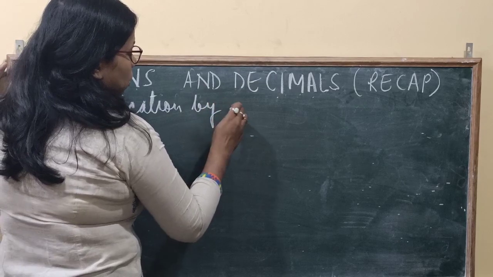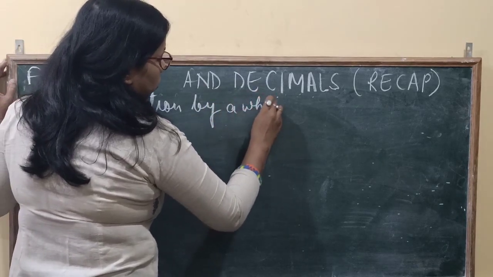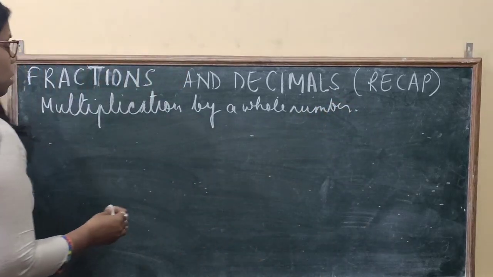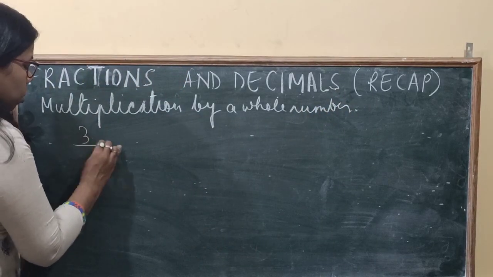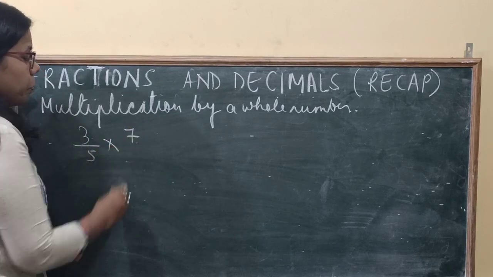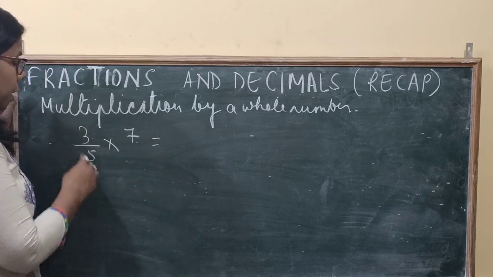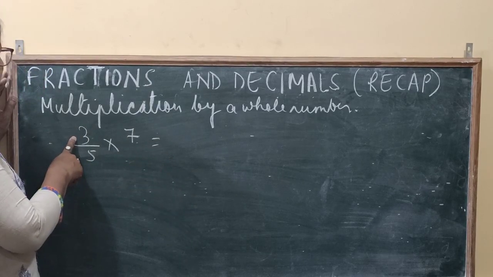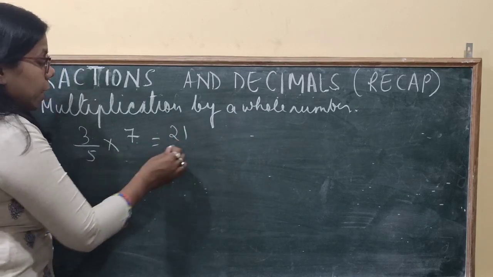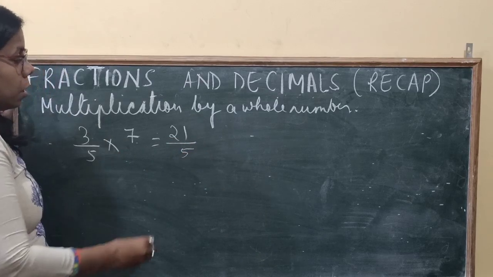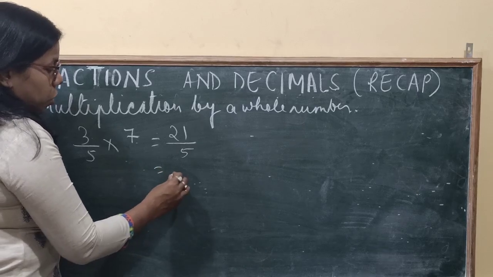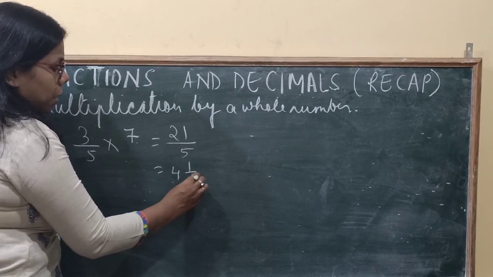Multiplication by a whole number. So we will multiply a fraction by a whole number. How do we do? Let us take this fraction 3 by 5 and multiply it by 7. So the normal method is we will multiply the numerator by the whole number. This comes 21. We will keep the denominator as it is. But now see, this is an improper fraction, so we will convert it into a mixed fraction. This will become 4 whole 1 by 5.